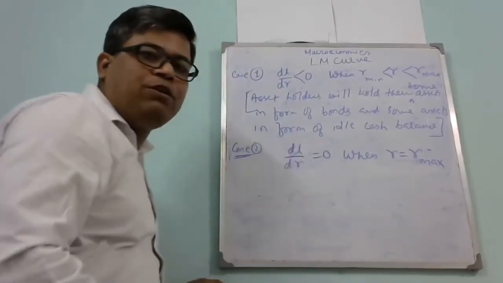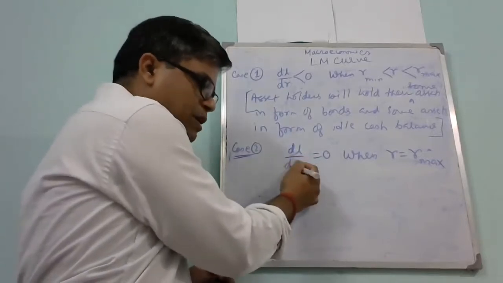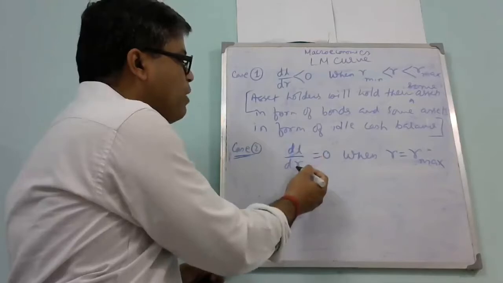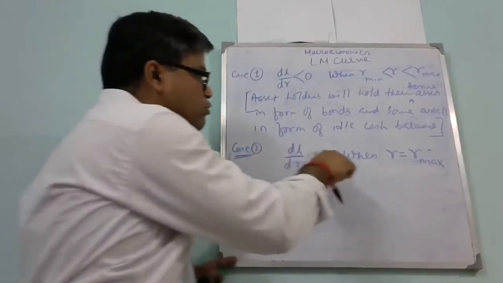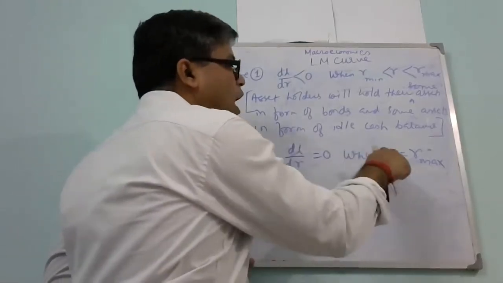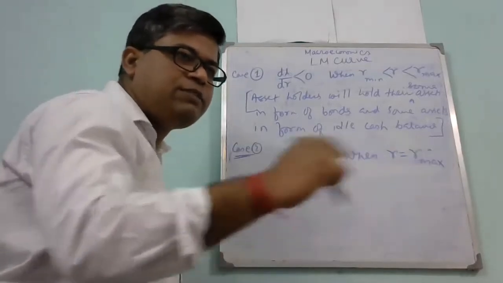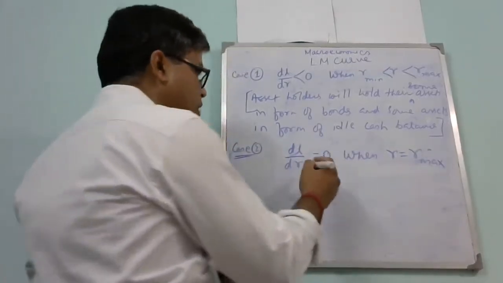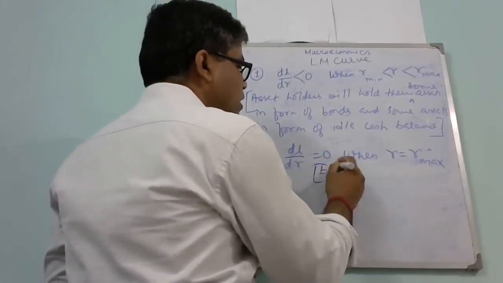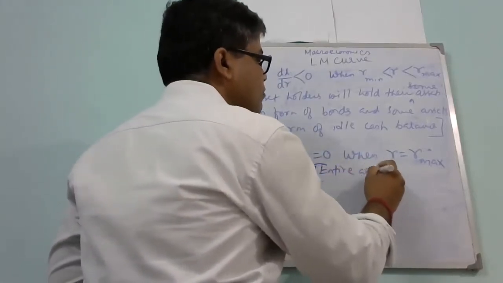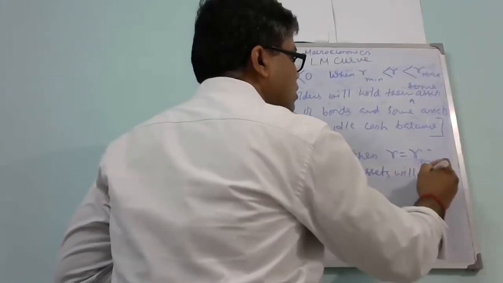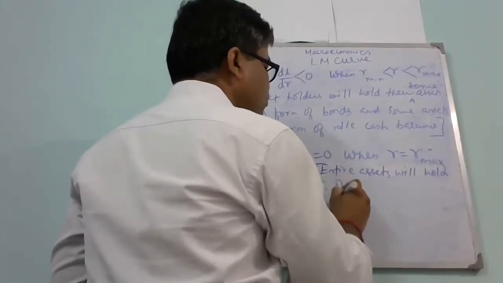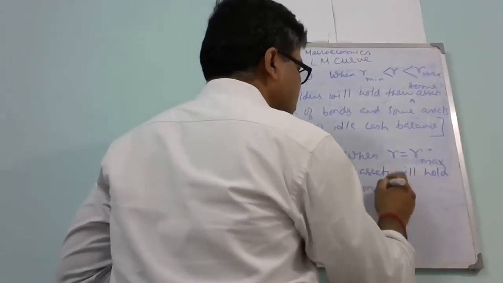The numerator part would be 0. This one is the maximum rate of interest. The numerator is 0, and 0 by anything will also be 0. So why does this become 0? Because r is equal to r max. When the rate of interest is maximum, then the entire asset will be held in the form of bonds.